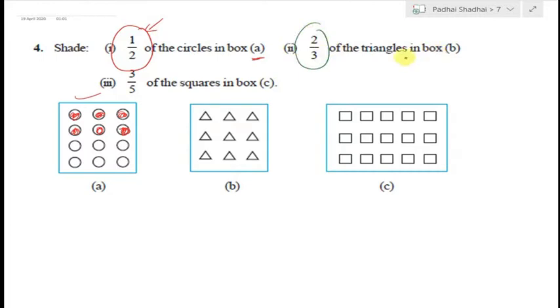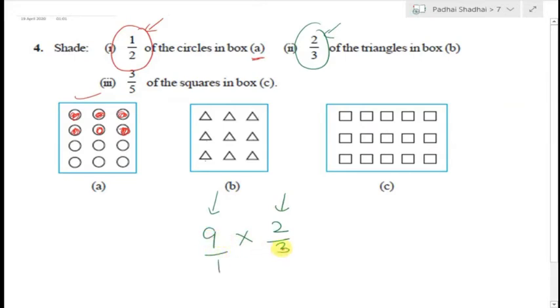Same for the triangles, we have to shade 2 by 3 of the triangles. So total there are 1 2 3 4 5 6 7 8 and 9 triangles. 9 multiplied by 2 by 3. Okay, so if you cut out, we will get the answer here. Okay, 9 into 2 by 3.